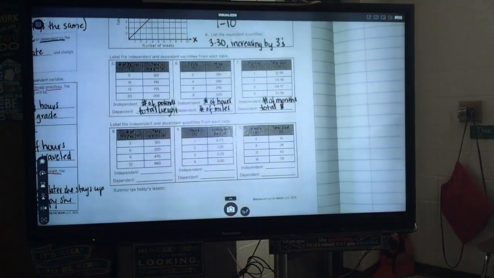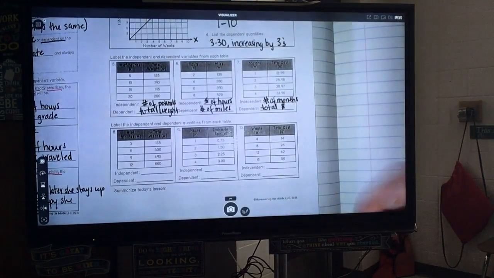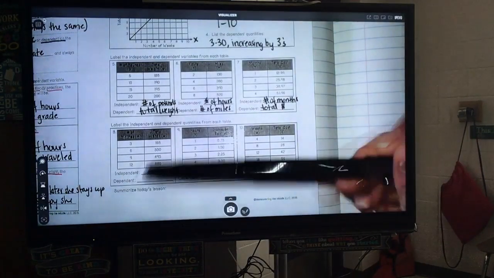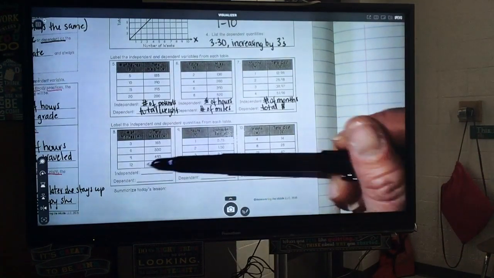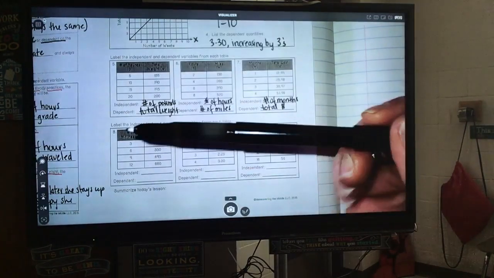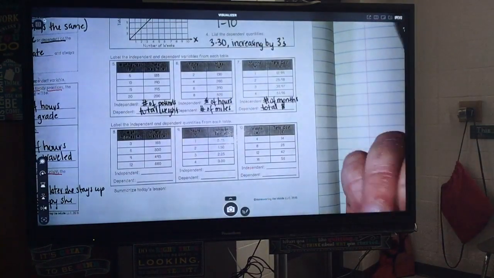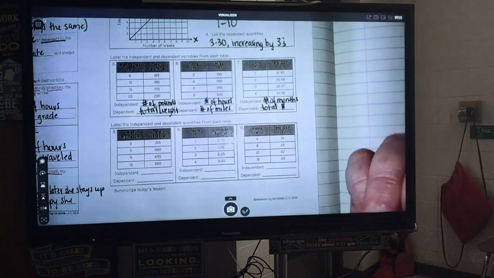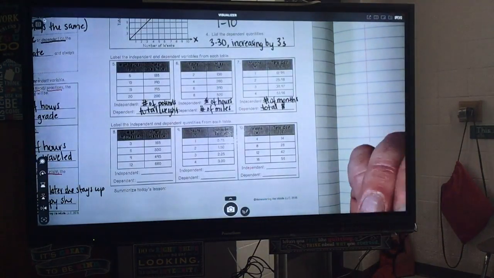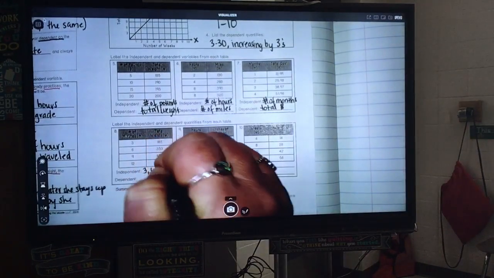Alright, so 8, 9, and 10, it says list the independent, dependent quantities for each table. So instead, we're not identifying the independent, dependent on the line, but we do have to know which one is the independent, which one is the dependent. We're writing numbers, not words. So is the independent number of minutes or total words? Kylie, what do you think? The number of minutes. So we're gonna write 3, 6, 9, 12.